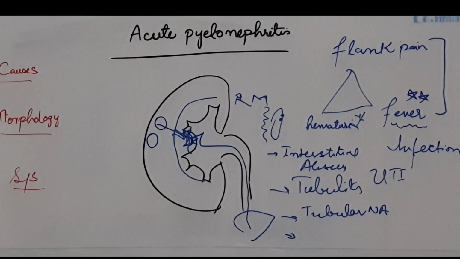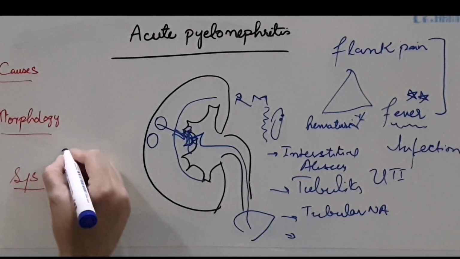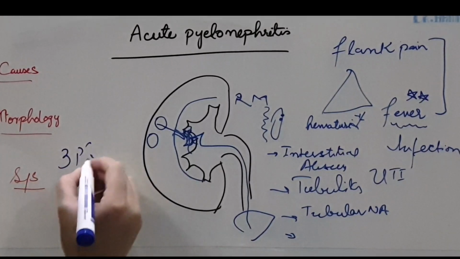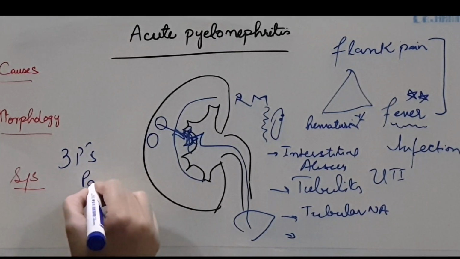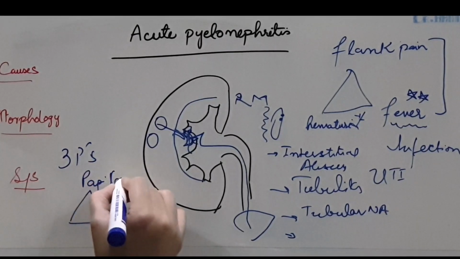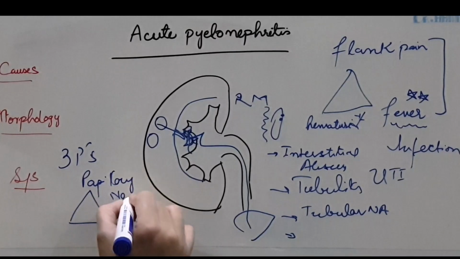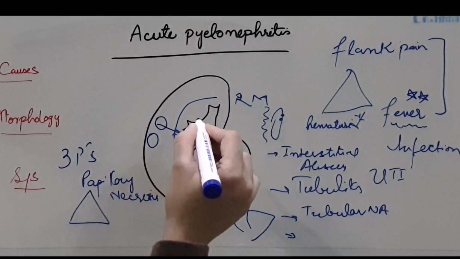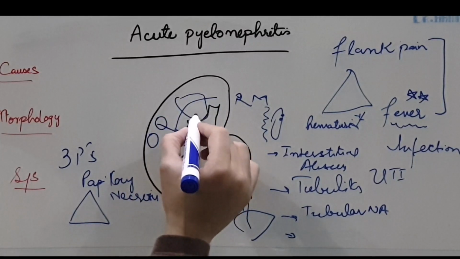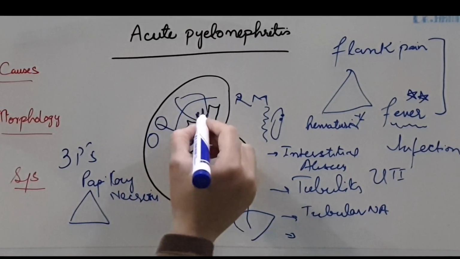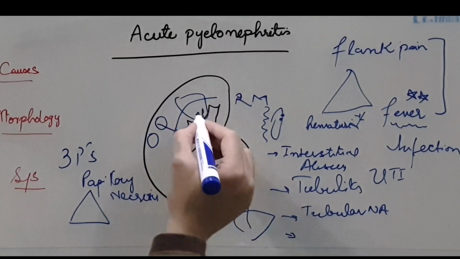And what can be the complications of acute pyelonephritis? In complications, you have to remember 3 P's. What are these 3 P's? These are basically papillary necrosis. Now, what is papillary necrosis? Papillary necrosis, these are renal pyramids, okay? And this part is renal papilla. In acute pyelonephritis, this undergoes necrosis.